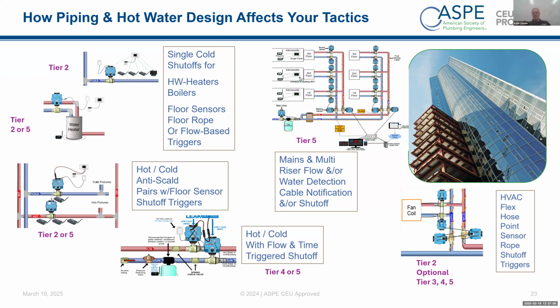Let's go to the top right, tier 5, again on your mains, your stacks, and then your branches. However you want to do it, however complex you want to do it, whatever the customer can stomach and bear from a potential installation cost. So you see the various applications really change based on your piping, how many valves you've got, and what you're trying to protect there.